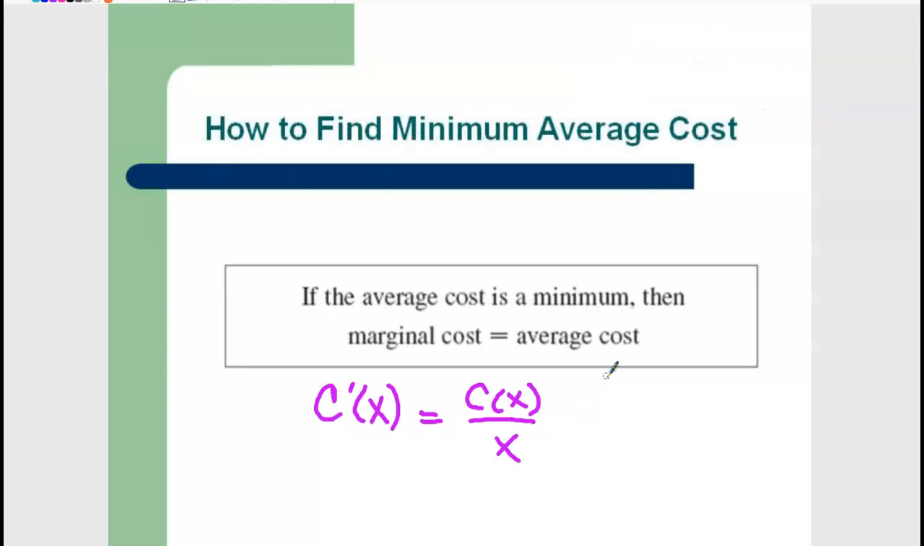And average cost, or the minimum average cost, because we want to minimize our cost. As a company, you want your cost to be brought down. If the average cost is a minimum, then the marginal cost will equal the average cost. So the minimum average cost will occur when the marginal cost equals the average cost.